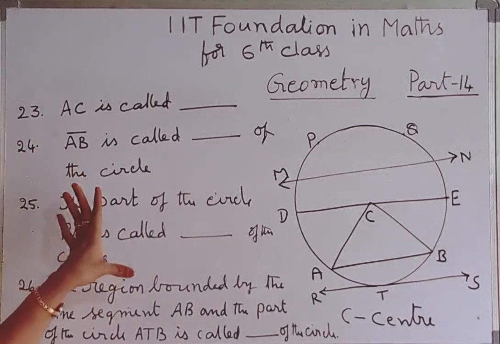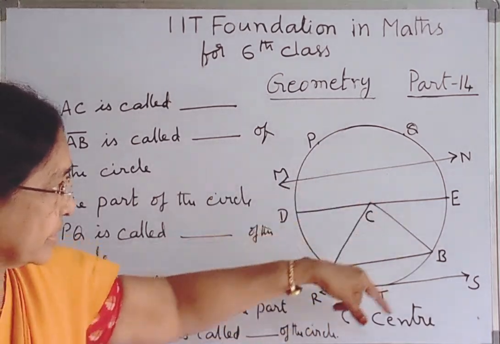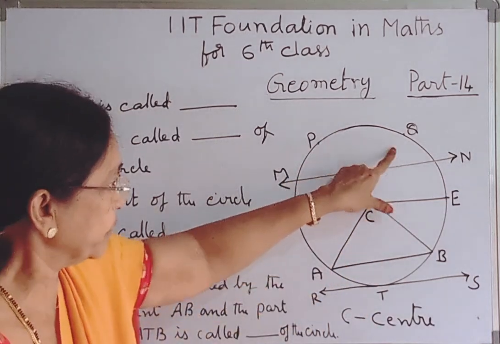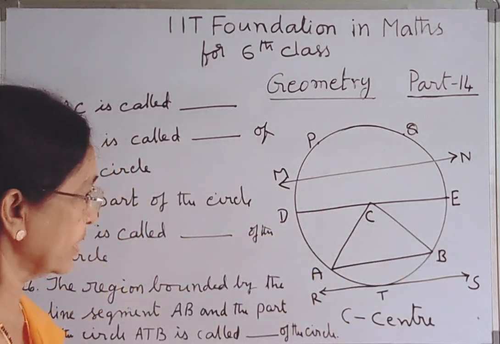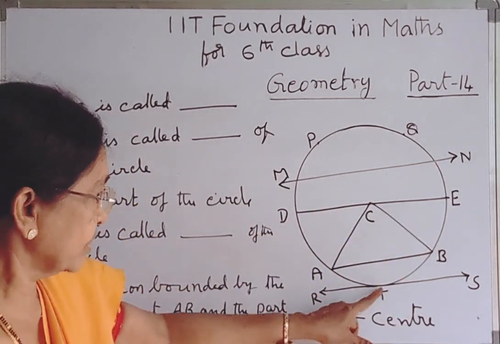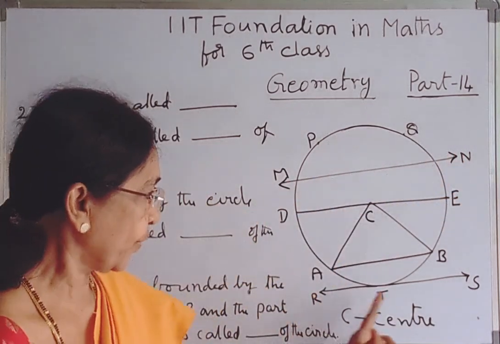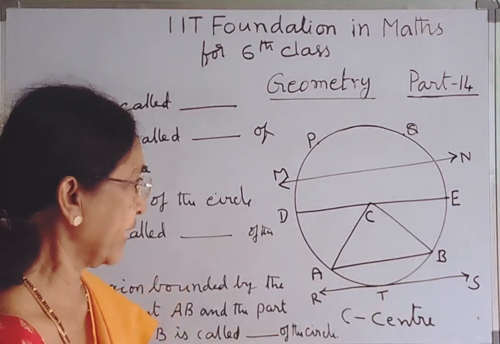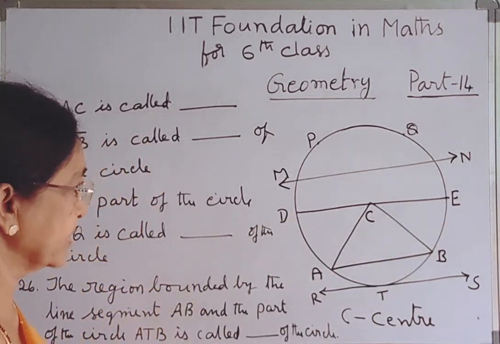Fill in the blanks by observing the figure given. Here it is a circle. C is the center of the circle. P, Q, E, B, A, D are the points on the circle. T is also a point on the circle. MN is a line. RS is also a line. AB is a line segment. And DE is also a line segment.